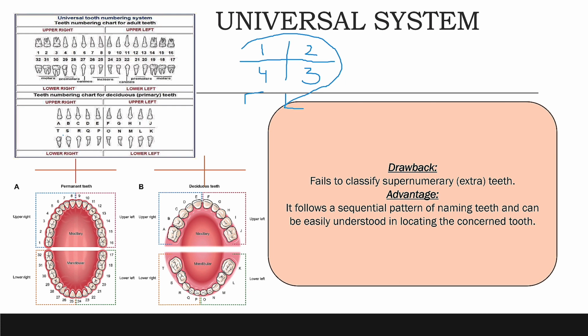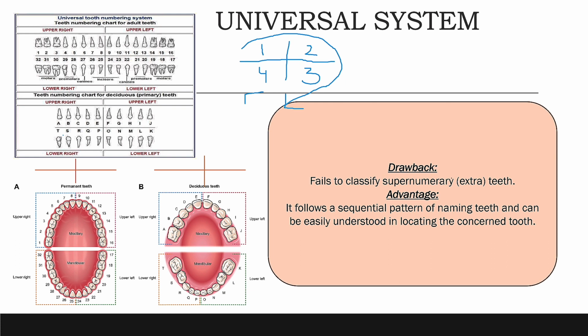This system also has some confusions, some advantages and some disadvantages. The drawback is that we need to remember each and every number. The other drawback is that it fails to classify supernumerary teeth. So what is supernumerary? I'll just tell.